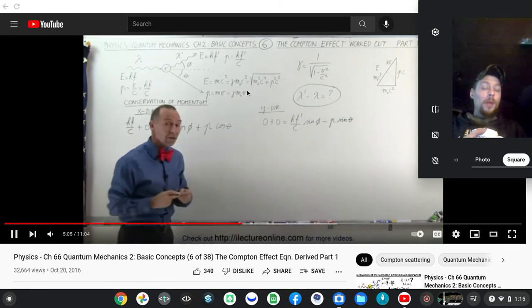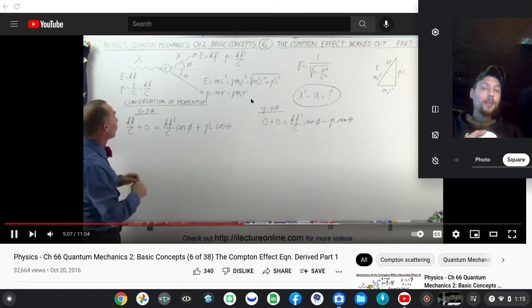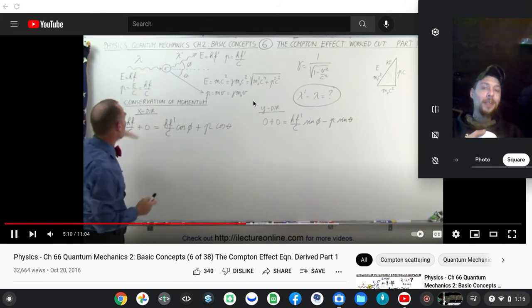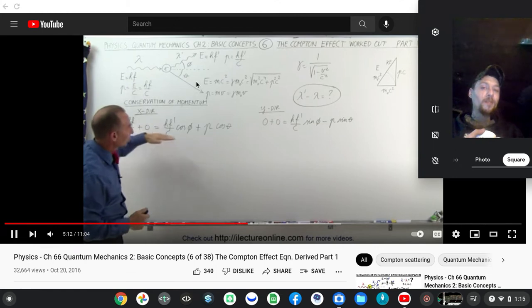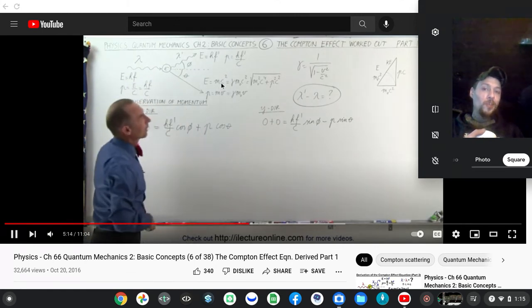So those are the two conservation of momentum equations for the collision between the photon and the electron, in the x direction and in the y direction. You know, in itself, it's just that.